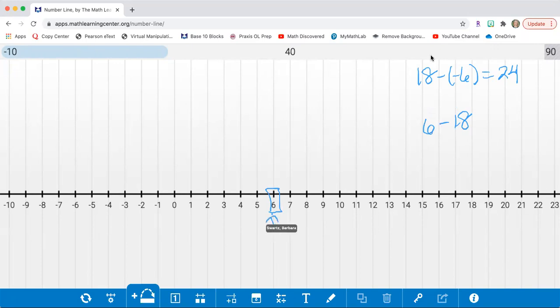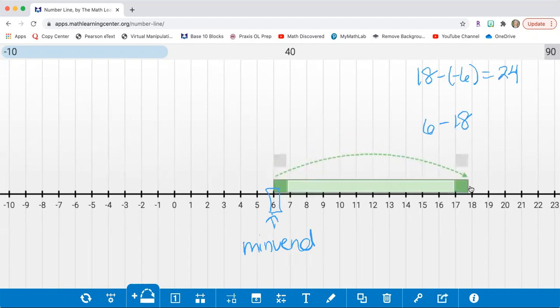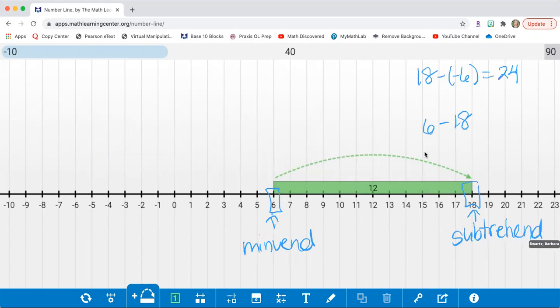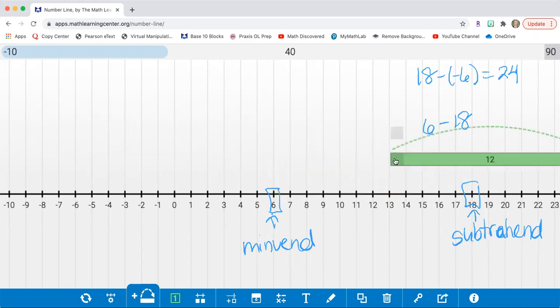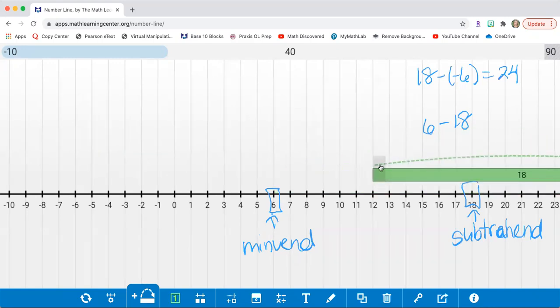Positive 6 is our minuend. Now, I want to figure out minus 18. If I go from 6 to 18, that's a positive 12. Well, if you remember, here's my subtrahend. Before we start at the subtrahend, it's just like we're counting up.